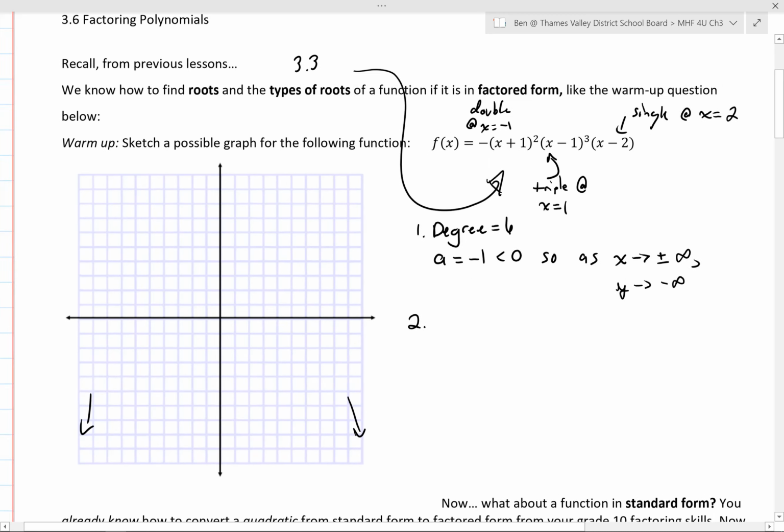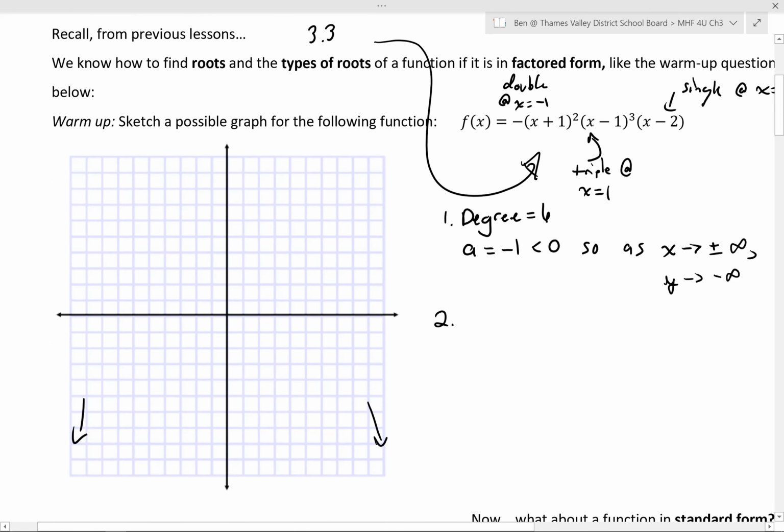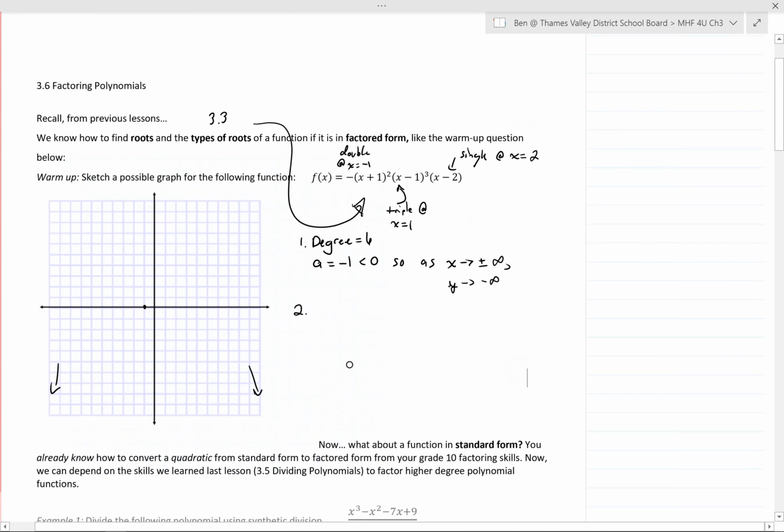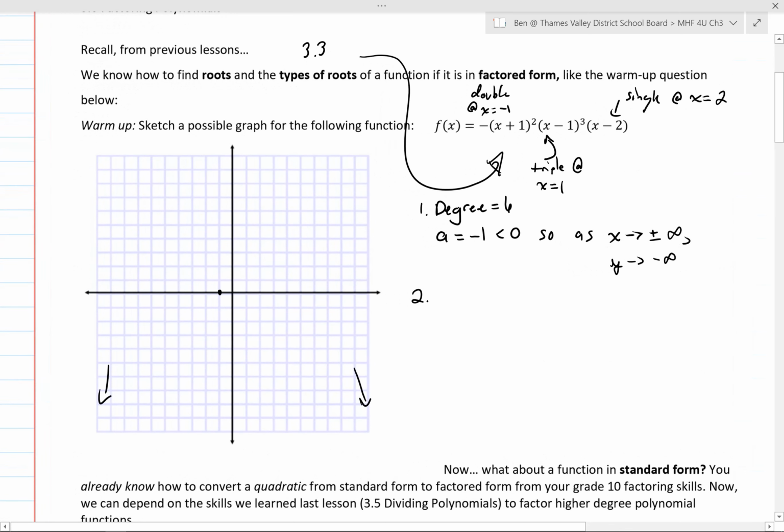So I can start to draw those in here. I have a double root at x equals -1. Put that right here. A double root. I have a single root at x equals +2. And let's even spread this out. We'll change our scale a little bit here at +2. And a triple root at x equals +1.